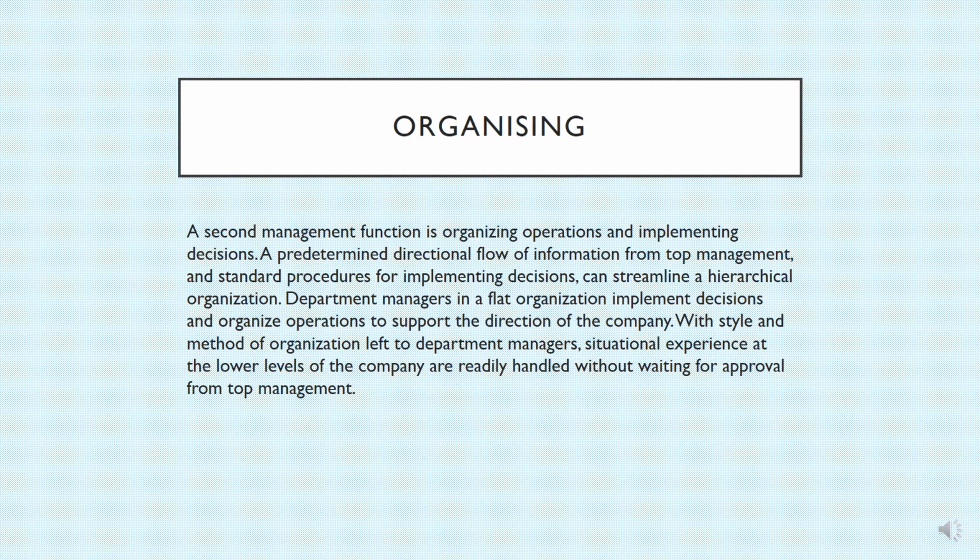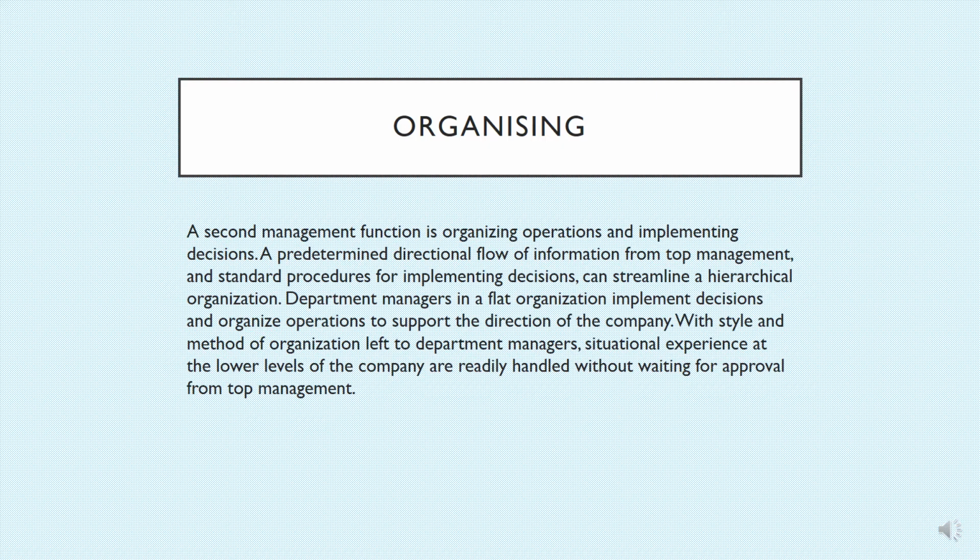See, organizing or the organization in management is used in two different senses: organization as a structure and organization as a process. If we take it as a process, or in fact as a structure also, it is a second management function, but it takes care of the process more, as is organizing operations and implementing decisions. So this is a process form, a predetermined directional flow of information from top management and standard procedures for implementing decisions that can streamline a hierarchical organization.